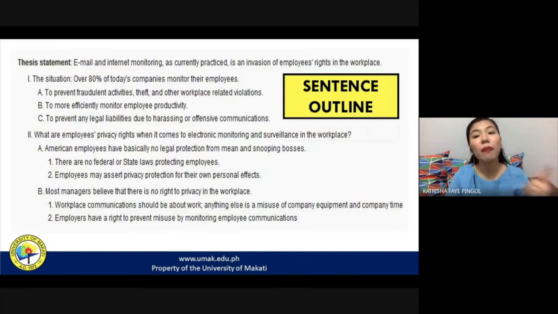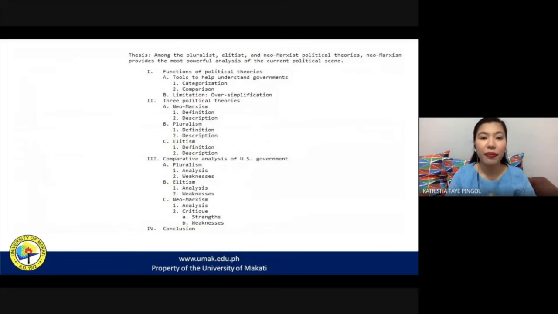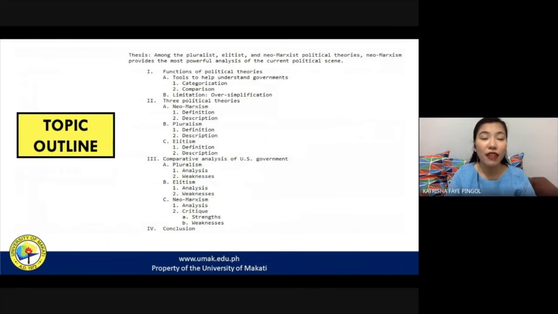And if you're going to compare it to this next one, okay, though this is a different topic, however, the format and the kind of outline that is used is very different as well. Okay, so this one, the thesis statement is written in a complete sentence. However, the outline itself is using words and phrases only. So this one is what we refer to as a topic outline.